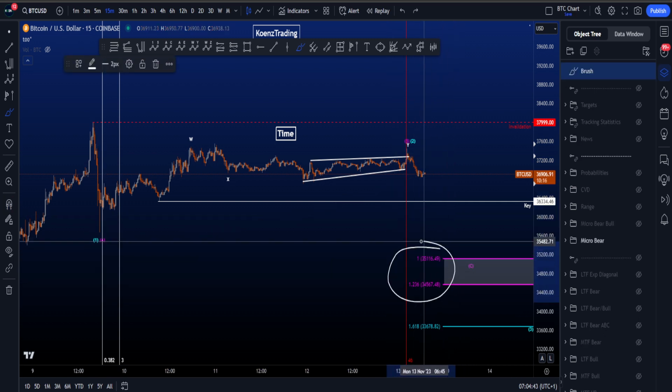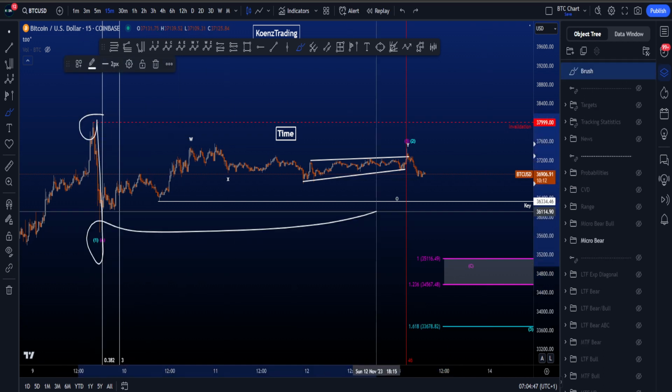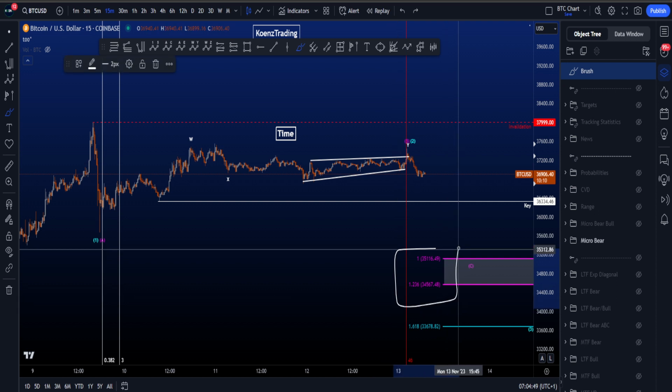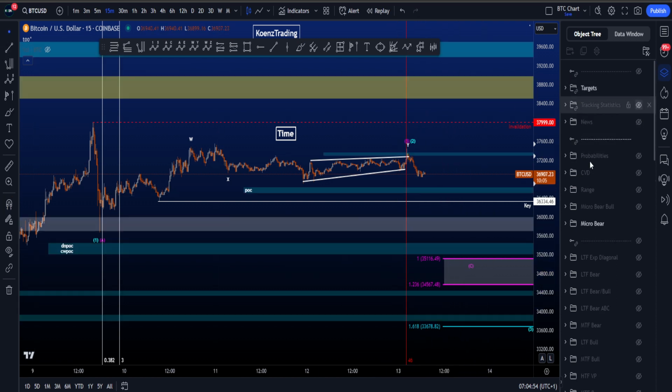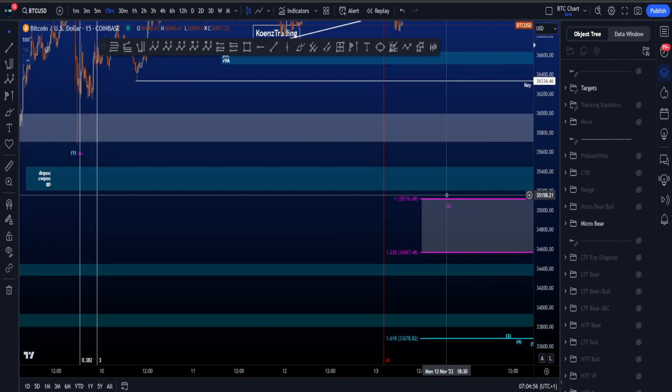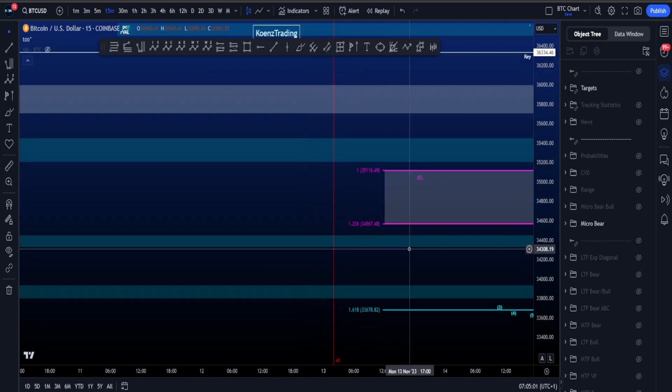In this scenario, the common target for a wave C is between the 1 and the 1.236, taken from the high to the low of A to the high of B, giving you a target between 35.1k and 34.5k, which is also close to these target boxes over here, the blue ones just above 35.2 to 35.5k, just below over here 34.3 to 34.5k.